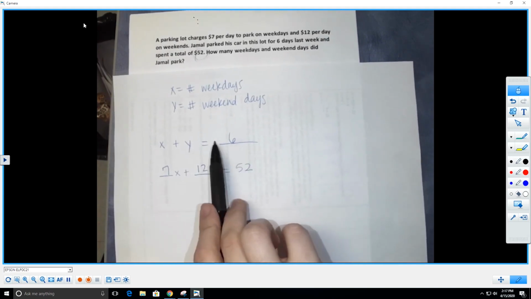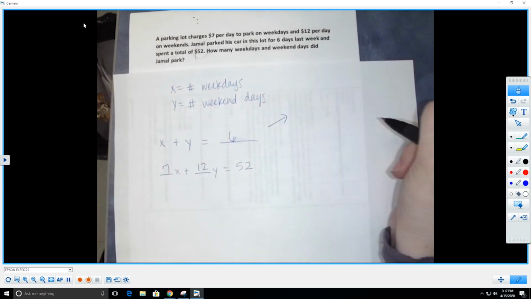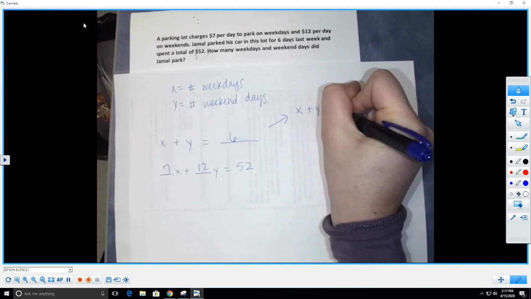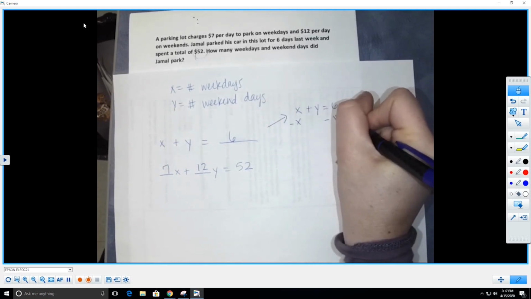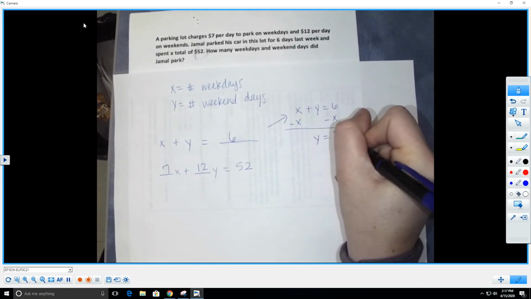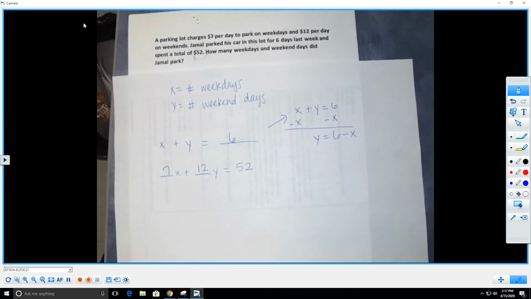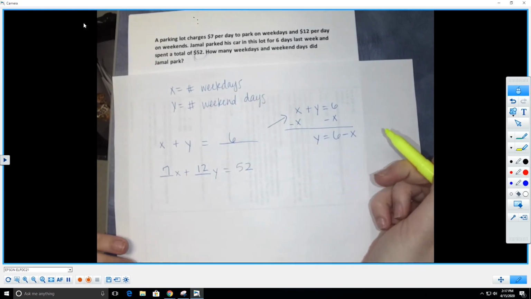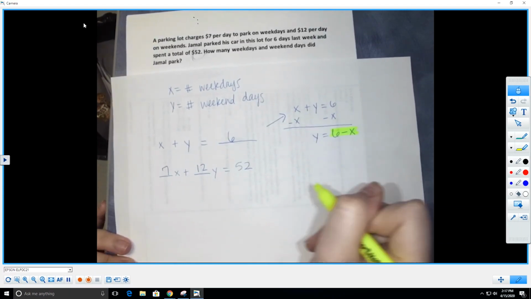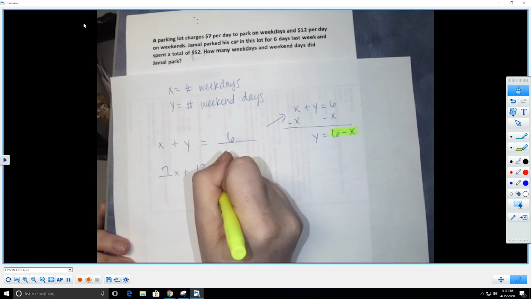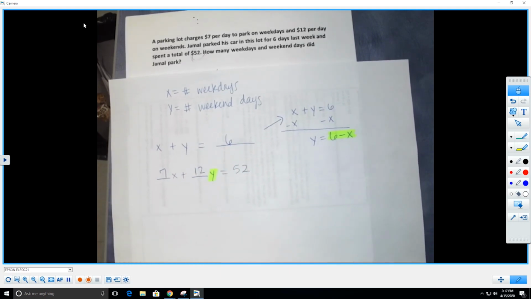So I'm going to choose this first one here. I have x plus y equals 6. I'm going to move x over. So I have y equals 6 minus x. And so I've achieved what I need to so that we can use substitution. I know that y is equal to 6 minus x. So I'm going to plug 6 minus x in where I see y in that second equation. See if you can complete it.